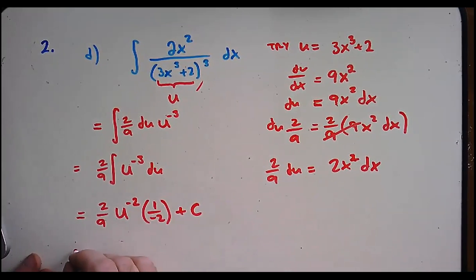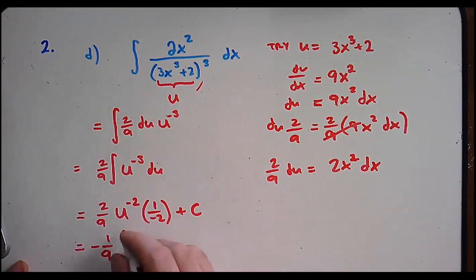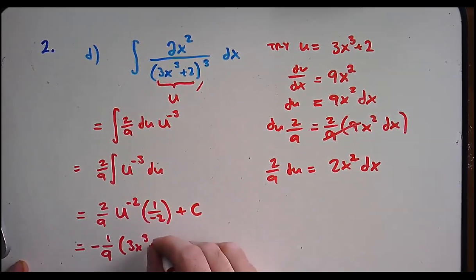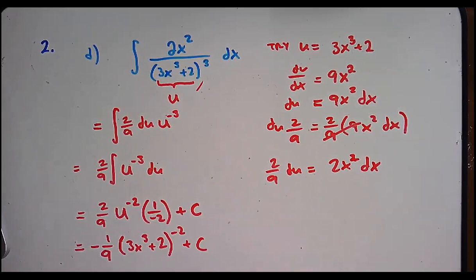Okay, so just doing a little bit of simplifying here. If we take 2/9 and multiply by 1 over -2, right, fractions just multiply straight across. And so we have -1/9 times u to the negative 2nd power. Well, we want to rewrite this in terms of x for our final answer. So (3x cubed plus 2) to the negative 2nd power plus our constant.